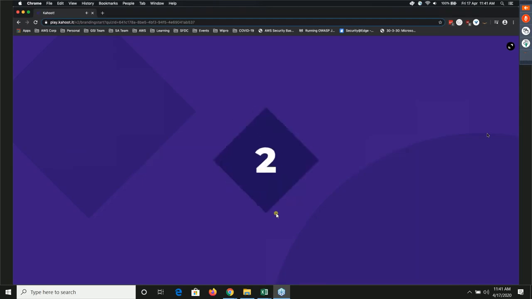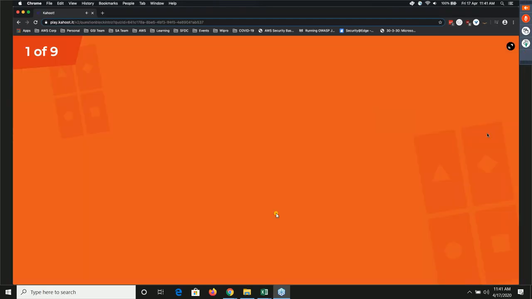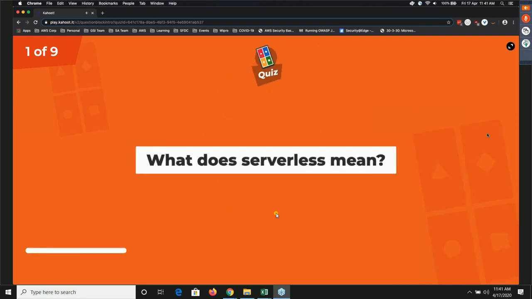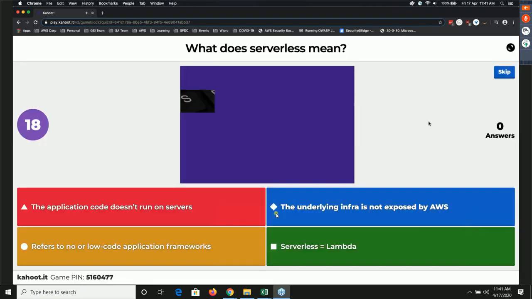This is all about serverless. So let's see how we do. This should be relatively straightforward.